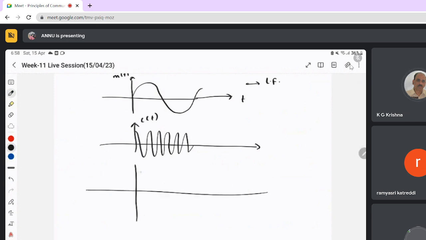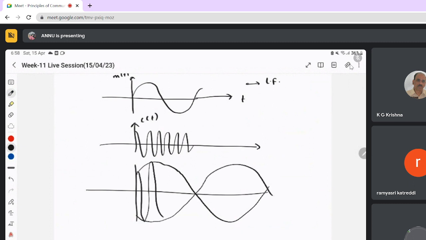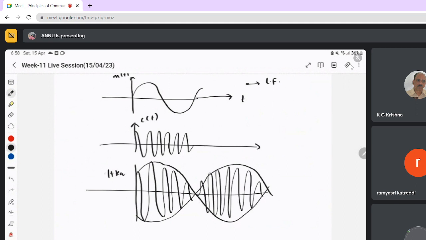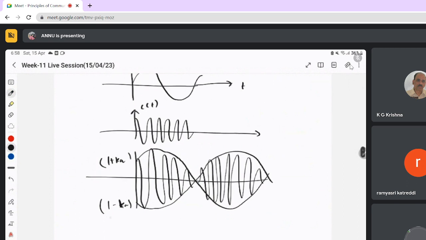Wait a second. Here you have this one, this one, this one. And 1 plus K, 1 minus K. So basically, this is defined for the modulation index.